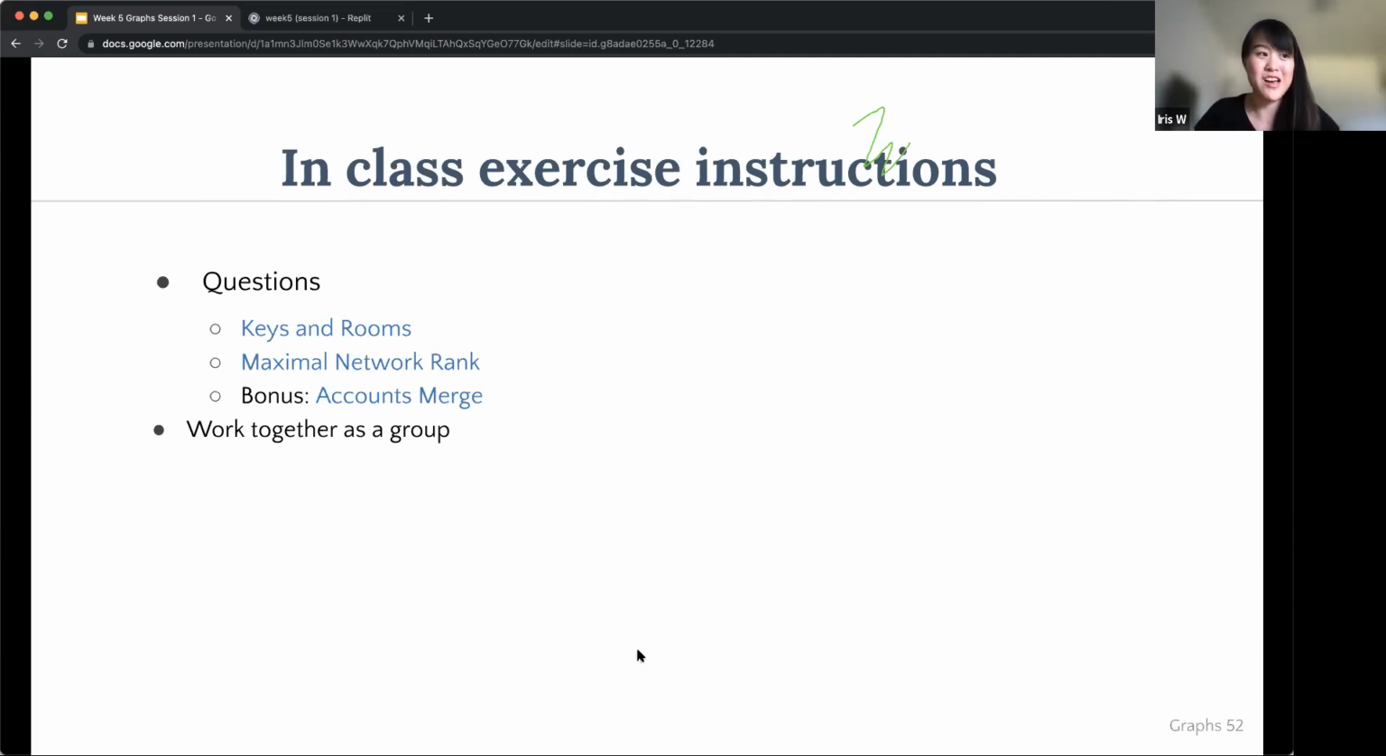And I want everyone to use the Replit to test their code and not rely on LeetCode, just to make sure that you're really comfortable testing your own code.